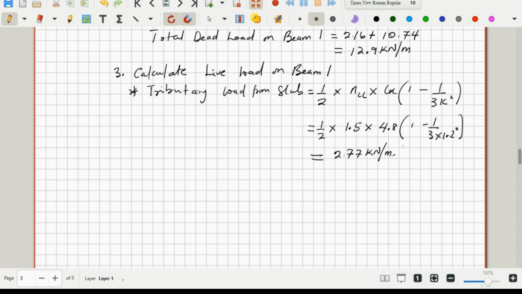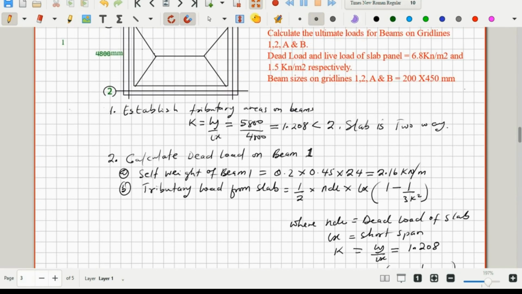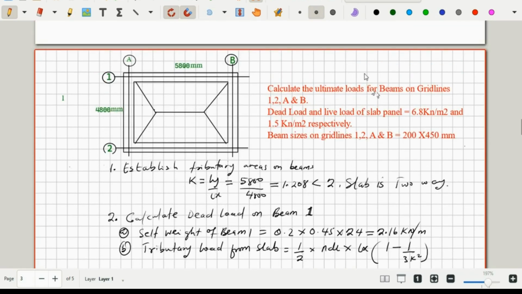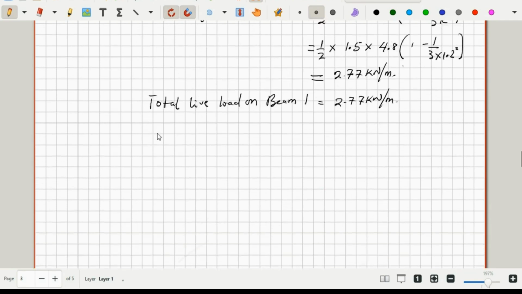So total life load on beam 1 is 2.77 kilonewton per meter. Now from the question, we are supposed to calculate the ultimate loads on the beams, right? In order to do that, we'd have to multiply the total dead load and life load by their respective partial factors of safety. Right.